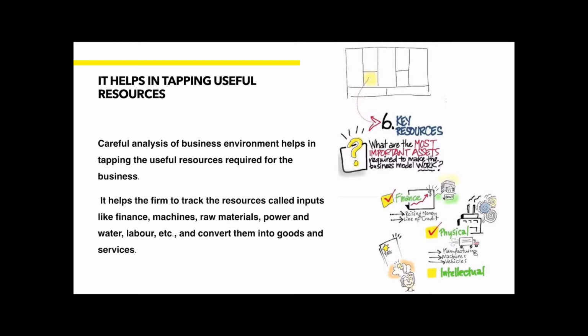So why would you run and collect resources that are needed for manufacturing a black and white TV? Because nobody uses a black and white TV anymore. So identify those resources which are required and at the same time convert them into goods and services. Business needs to make a careful analysis of those useful resources which are available in the environment.